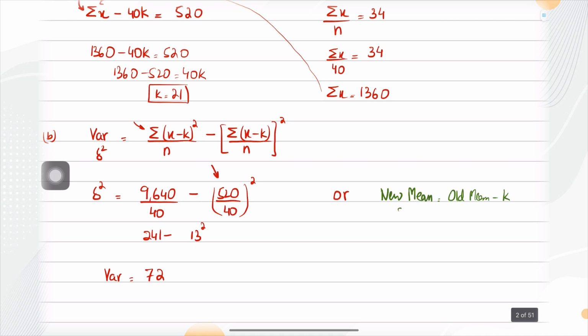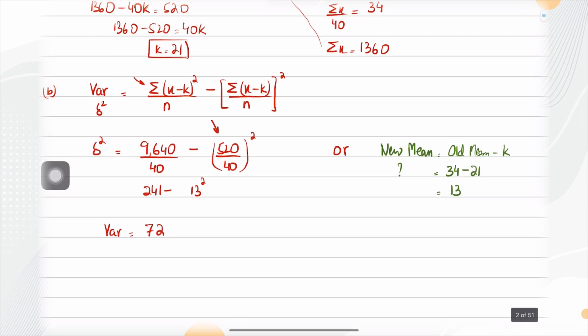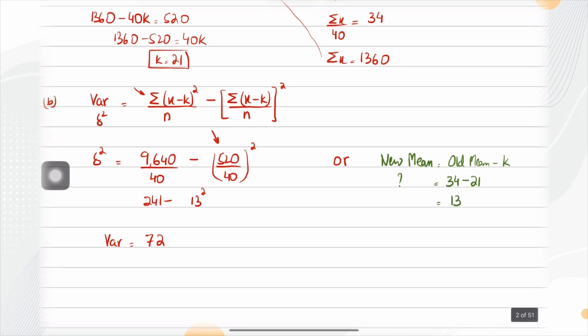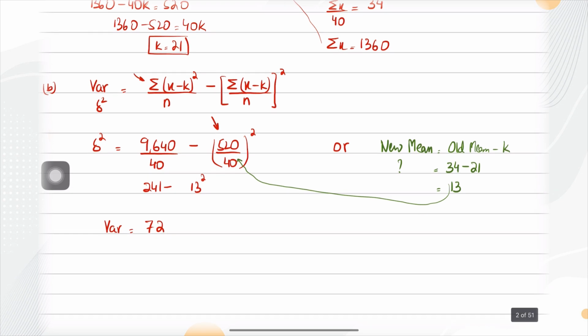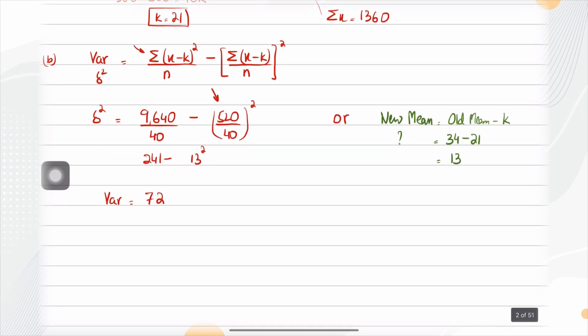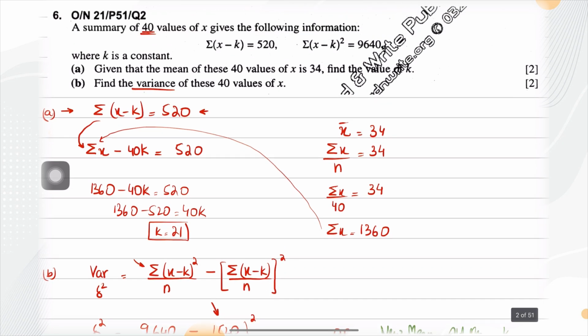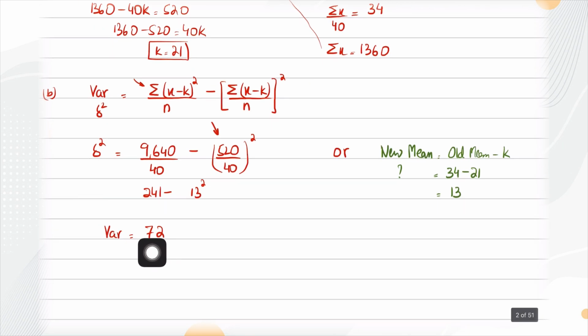So if I want to find out what the new mean is, I'll take the old mean, which is 34, and from it, I will subtract 21. And you can see that you're getting the same answer. 34 minus 21 is actually equal to 13. And then of course, you could have just simply replaced 520 upon 40 with 13. So that's just another way of doing it. Whatever suits you best, you can do it like that. So there you go. That's the end of this question. As you can see, the variance is 72 and the value of k is 21.